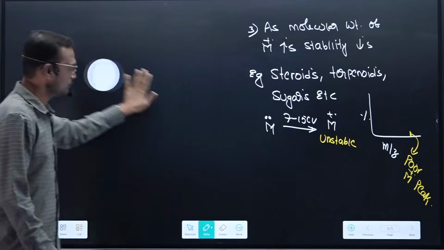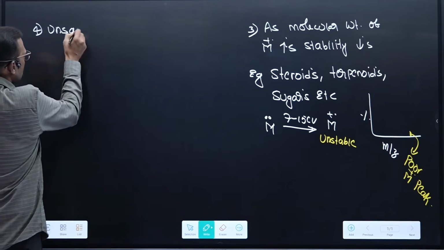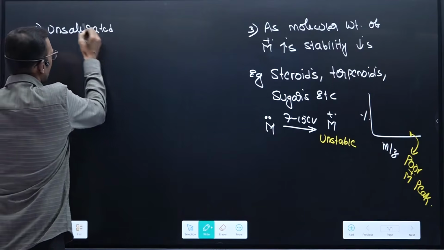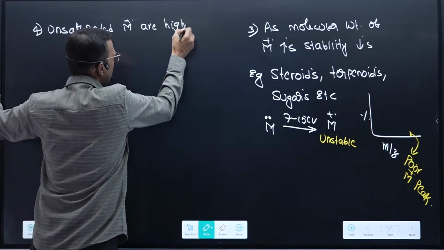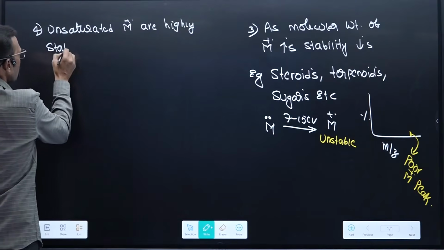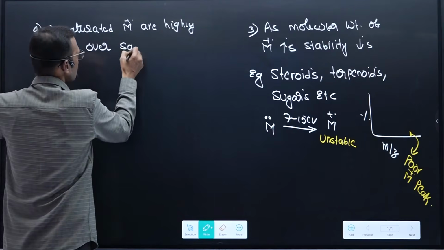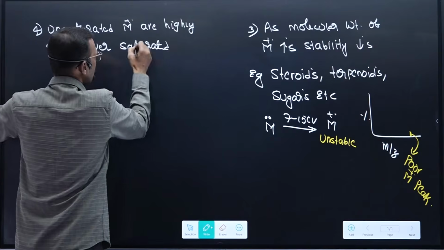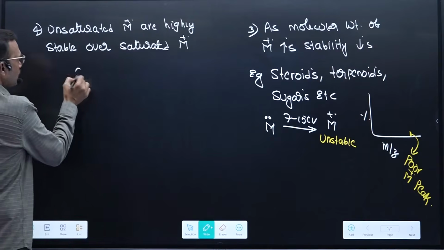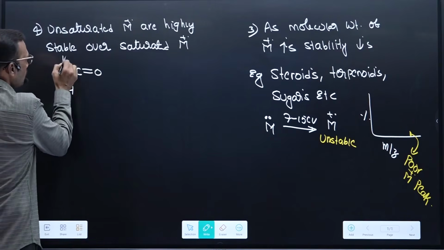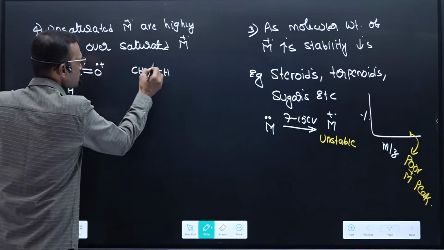Clear? Try to understand the points simultaneously, it will be easy for you. See, unsaturated molecular ions are highly stable over saturated molecular ions. You know, suppose I take a carbon-oxygen double bond, here one carbon and one oxygen is there, it is a molecular ion. This is found to be more stable as compared to a saturated molecular ion.